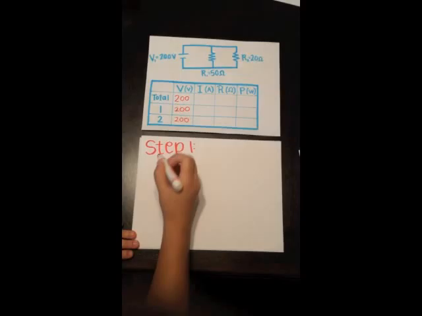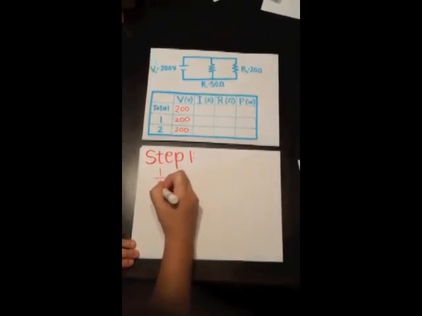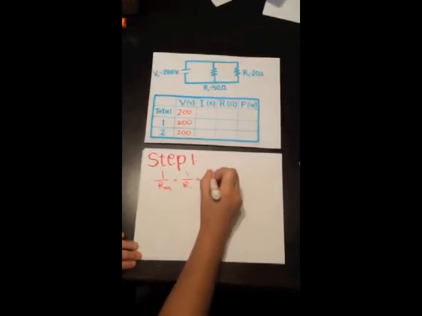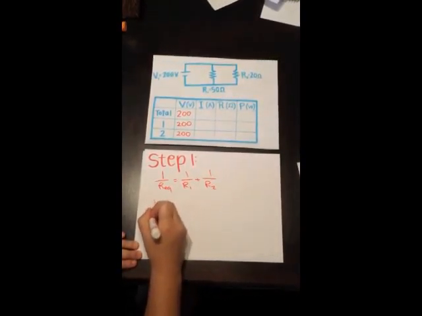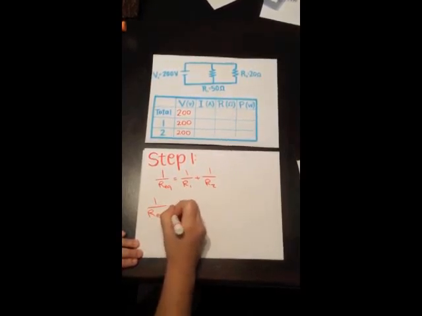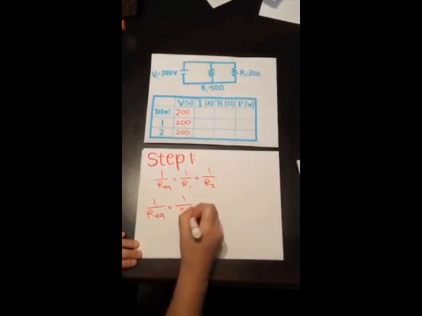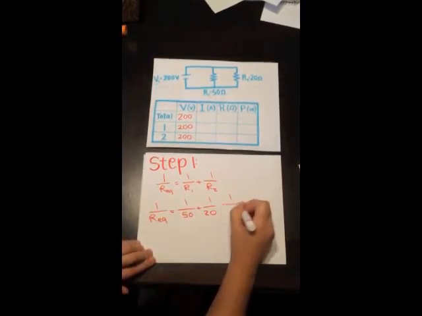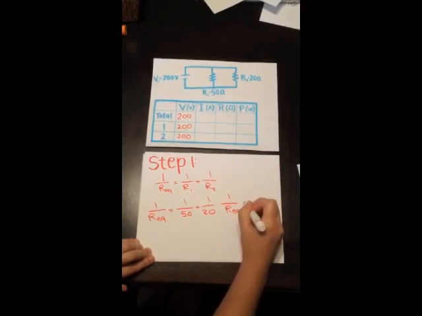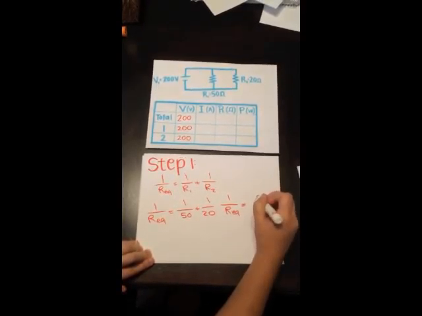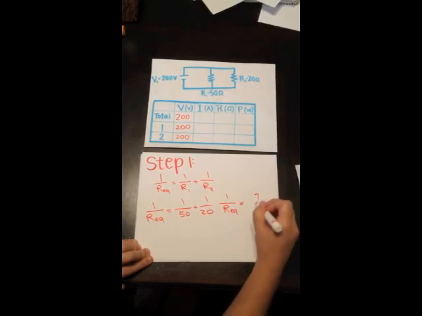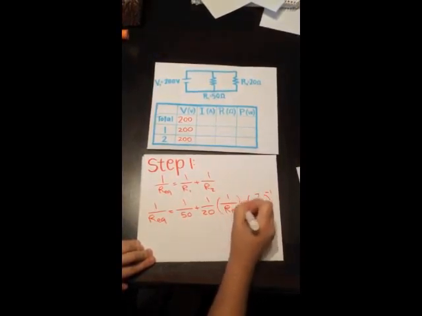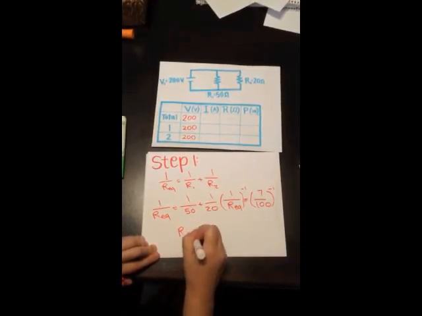Then we solve for the total resistance. The equation that we use for this is 1 over Req equals 1 over R1 plus 1 over R2. We then substitute our values and the equation becomes 1 over Req equals 1 over 50 plus 1 over 20. After we have set this up, we have to find the common denominator, and we get 1 over Req equals 50 plus 20 over 1,000, which reduces to 7 over 100. Then we take the inverse of this number, and we get a total of 14.3 ohms.